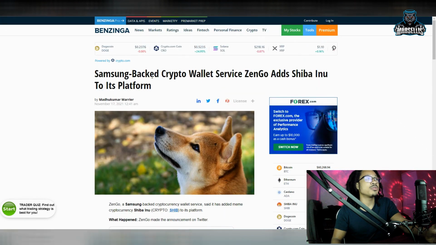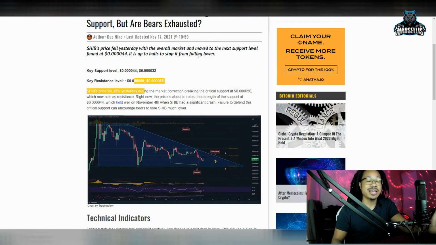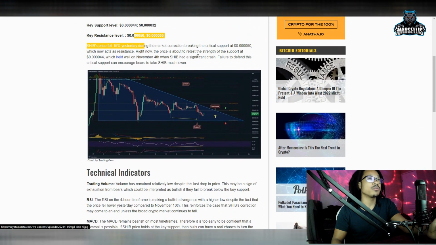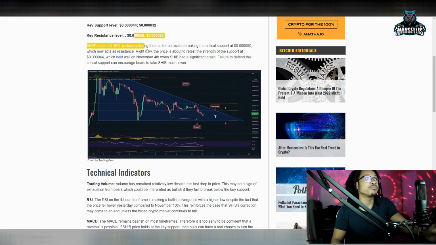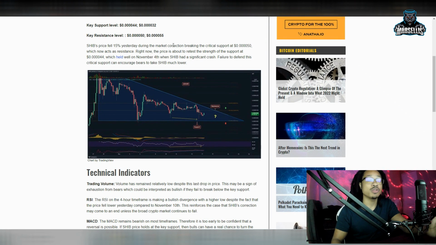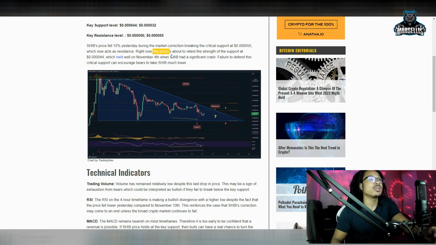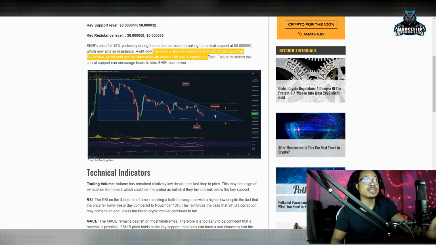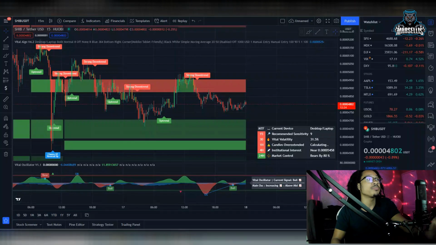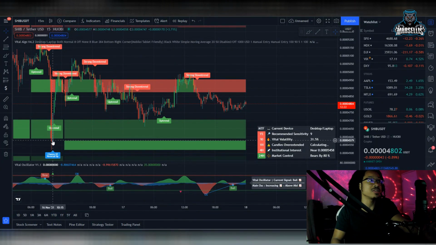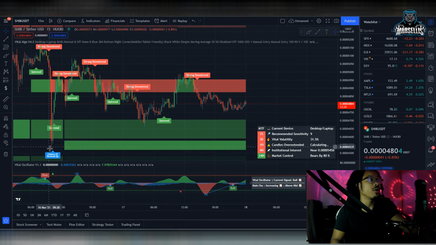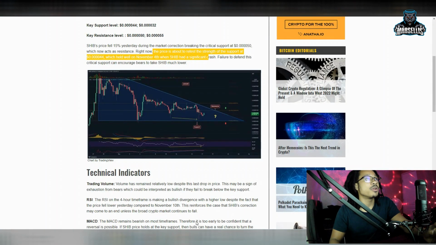Now I do want to mention a few things here outside of the technicals, but first let's go over some technical indicators that we have for Shiba Inu. So Shib price fell down yesterday about 15% from the critical support area of the 50 area, and now that's going to be acting as our resistance pretty much. So right now you can see the price retest the strength of the support at the 4.4 area, and that's pretty much what we did way back here. We had to retest that strength, but we didn't go all the way down to the 4.4. We went down to the 4.6 area. So let's keep moving on here with Shiba Inu.